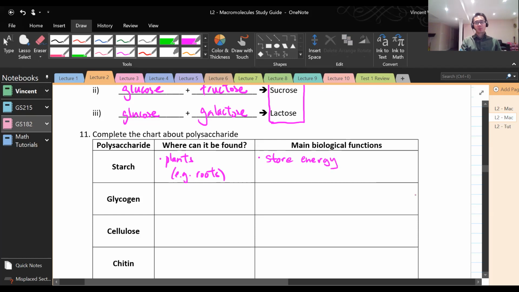So when it's wintertime, they cannot do photosynthesis as much. They can use the energy from the root. Store energy in plants.